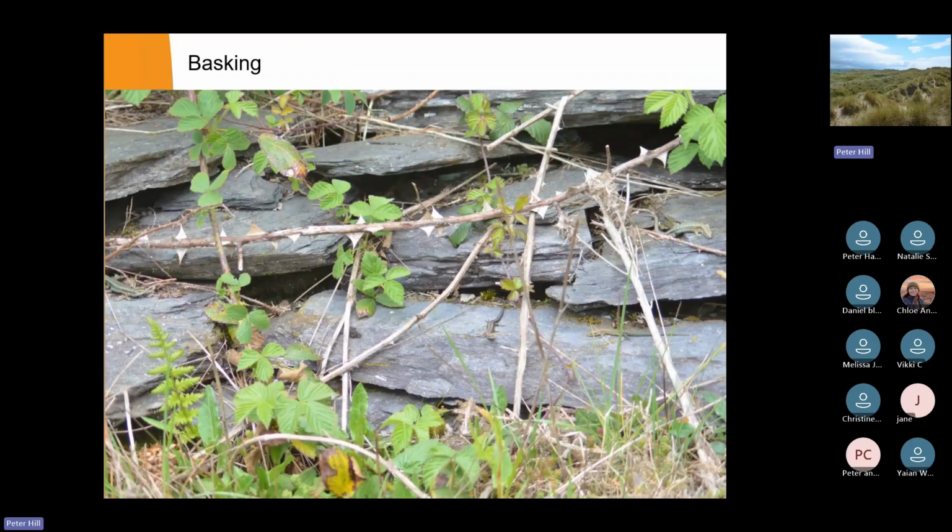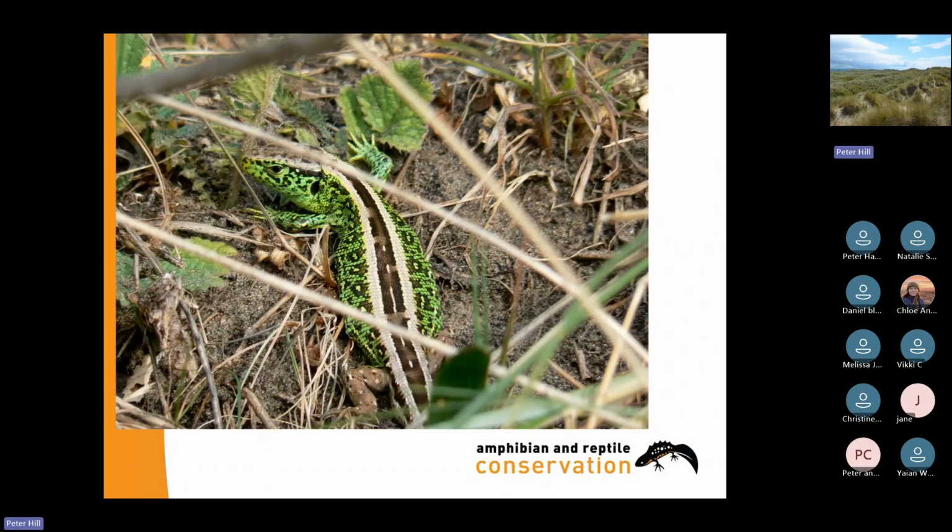Here's the same site. One, two, three, four, five lizards all basking in the picture there. Lots of opportunities for them there. Lots of opportunities to hide, to bask, to forage. It's lizard heaven. Here's another male sand lizard doing the same thing, basking, insolation.